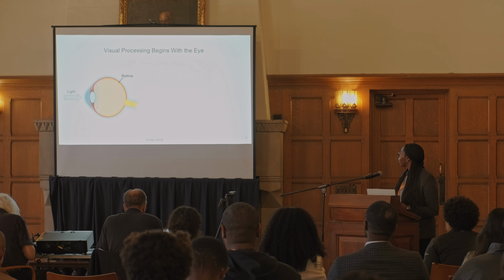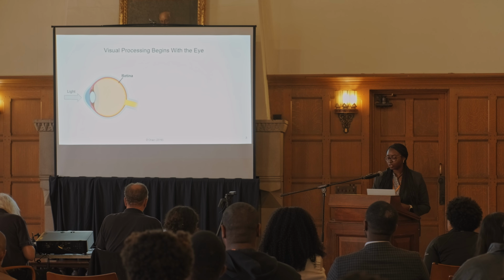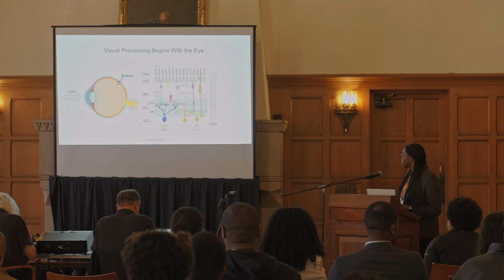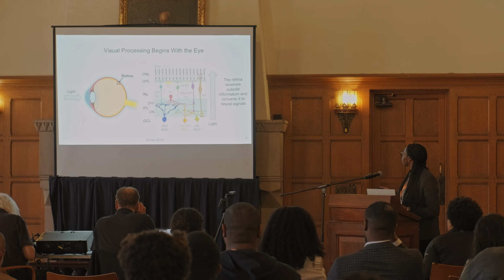And for my research, I'm really interested in a particular tissue in the eye called the retina, which is this yellow piece right here. This is a light-sensitive tissue in the eye. And if we were to zoom in on the retina, we see that the retina is a complex circuit made up of many synaptically connected neurons. And it's here in the retina where all this neural processing occurs.